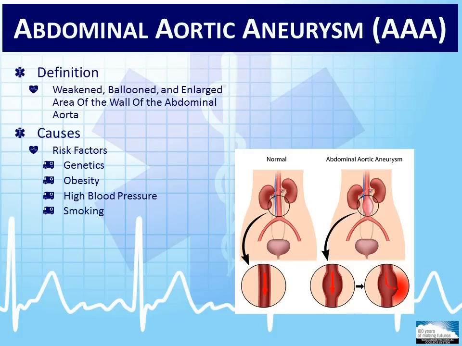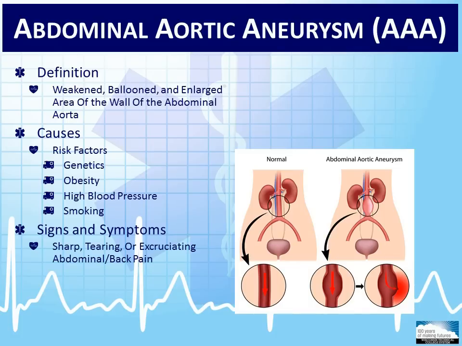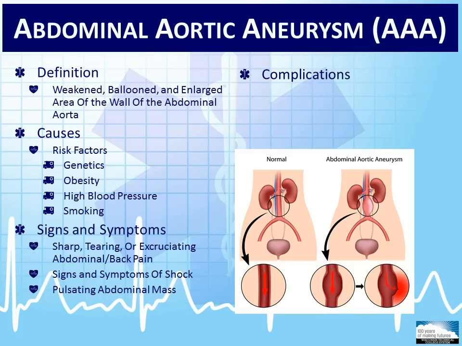It is possible for a person to have a AAA without knowing, given a lack of any signs or symptoms. If the AAA begins to tear, called a dissection, or rupture, however, the patient will commonly experience pain in the abdomen or back, described as sharp, tearing, excruciating, or a combination of those three. Additional signs and symptoms may also include hypotension, tachycardia, clammy pale skin, and or a pulsating abdominal mass. Complications from a AAA may include aortic dissection, aortic rupture, hypovolemic shock, or even death.